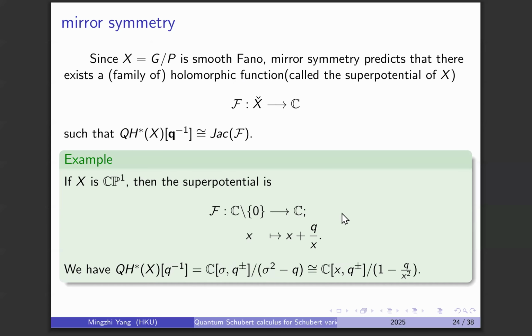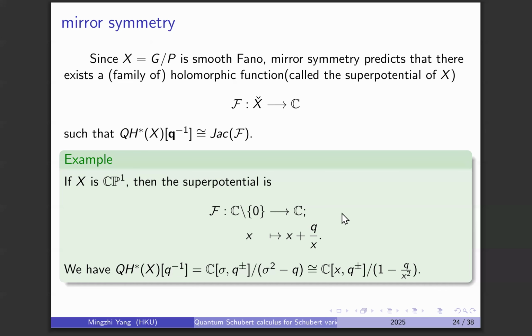A simple example of this phenomenon is for P^1, the one-dimensional projective space. Then the quantum cohomology is generated by one single element, sigma. And we consider the holomorphic function defined by x plus q over x defined on C star. Then the derivative of this function is given by 1 minus q over x squared. And you can check that we have two rings, then they are isomorphic by sending sigma to x. This is a ring presentation of quantum cohomology predicted by mirror symmetry.